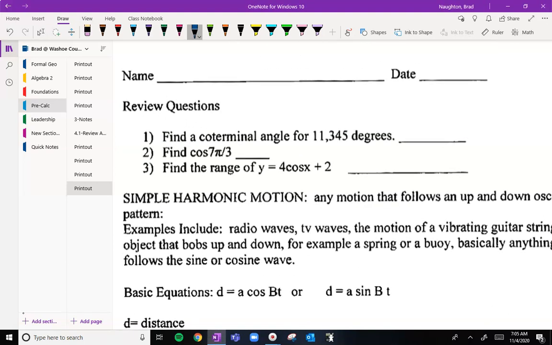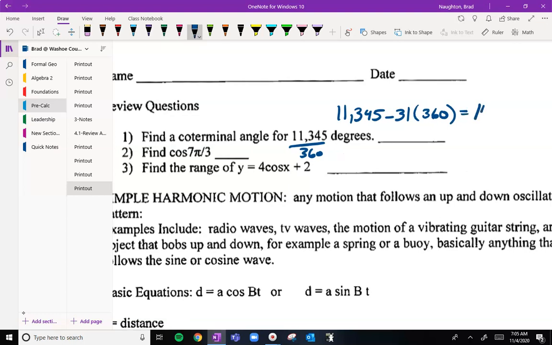So hit the pause button, give it a shot, see how you do. Welcome back. So I think we would all agree that this is a little bit bigger than 360 degrees. And the idea is saying, how many times bigger? So if you were to take this and divide by 360 degrees, you're going to get a little bit over 31. So what I would do is 11,345 minus the 31 times it goes into it. And we're going to have a little bit left over. In fact, we're going to get 185 degrees. And that's going to be our coterminal angle.